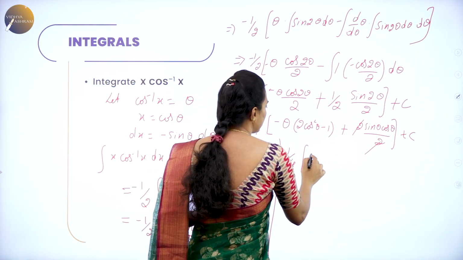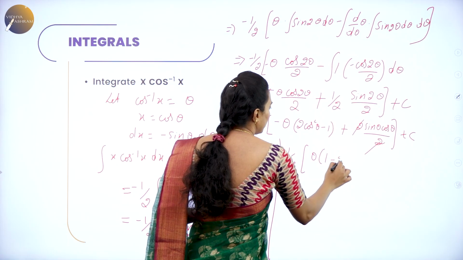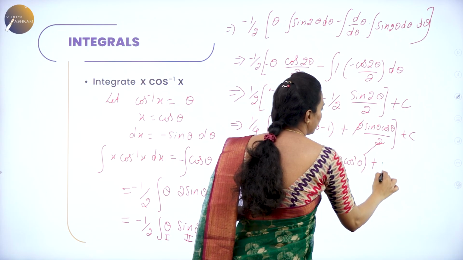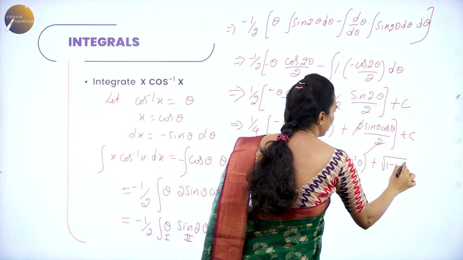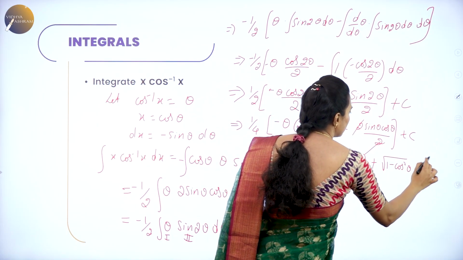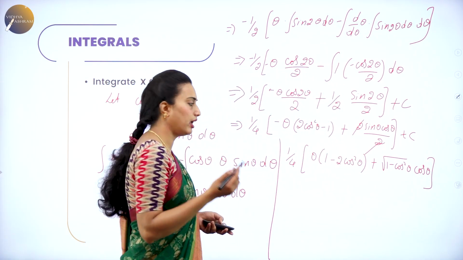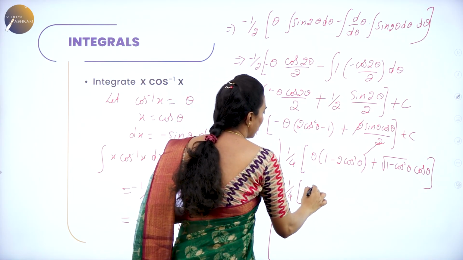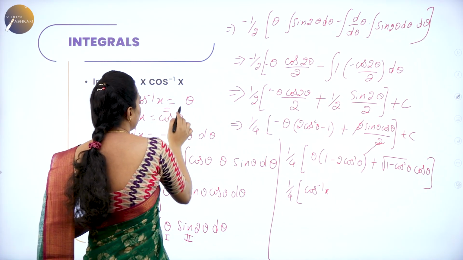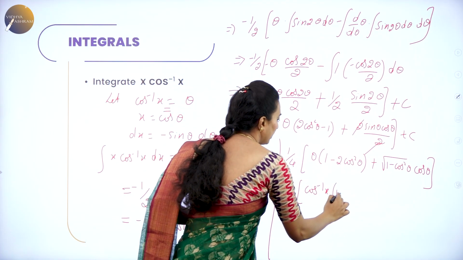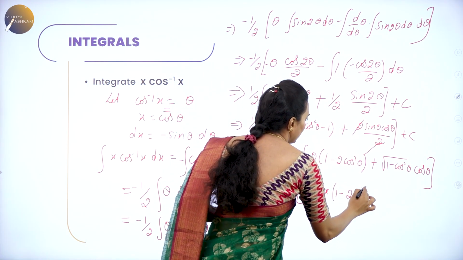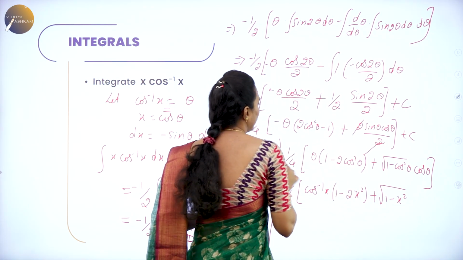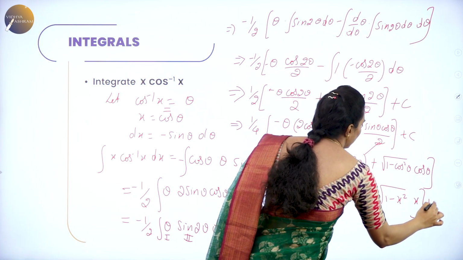See, if you multiply the minus sign inside, theta into 1 minus 2 cos squared theta, plus sin theta can be written as under the root 1 minus cos squared theta into cos theta. Why am I writing cos theta? Because cos theta is nothing but x there. So therefore 1 by 4 into theta is nothing but cos inverse x, isn't it? We have taken. So again into 1 minus 2 x squared plus under the root 1 minus x squared into cos theta, which is nothing but x, and this is your final answer.